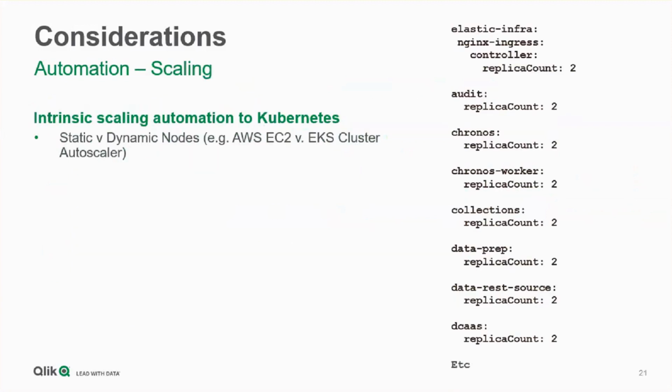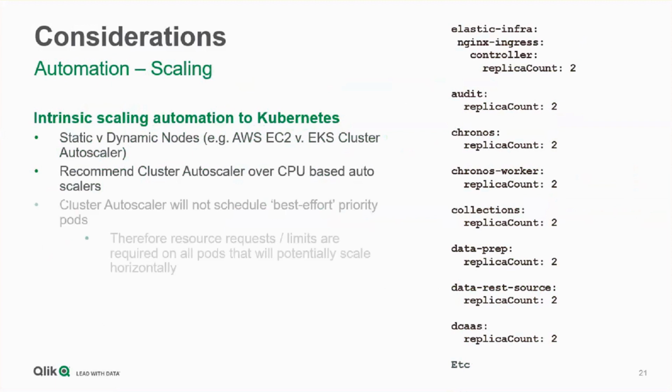While there is intrinsic autoscaling inside of Kubernetes, right? This would be kind of the example in AWS of you can set up 4 EC2 instances, make one of them the master and make 3 of them the nodes, or you can use EKS cluster autoscaling, right? We recommend cluster autoscaling over maybe CPU-based autoscalers. You're going to want the Kubernetes instance to know what the resources are on these different machines and be able to bring them down or bring them up gracefully, right? Cluster autoscaling will not schedule by default a best effort priority pod.